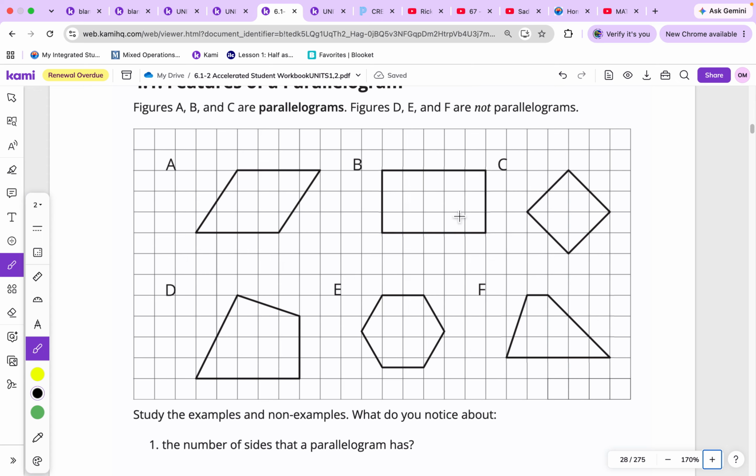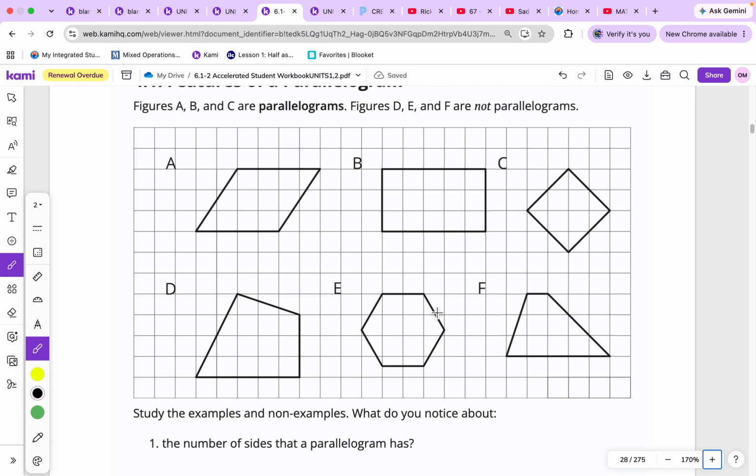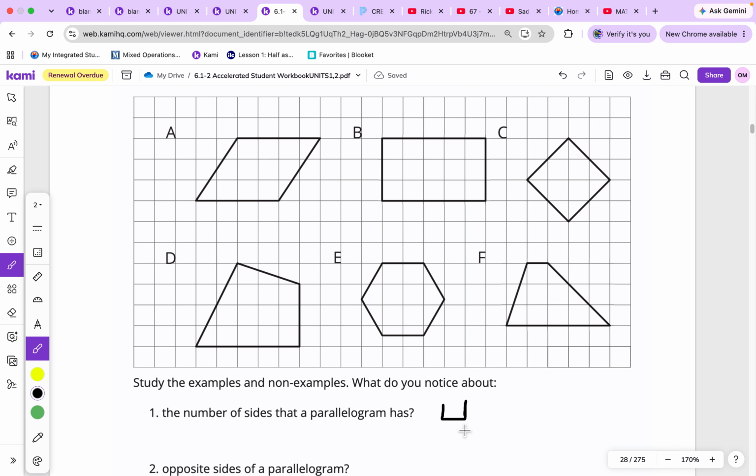Okay, so if we look at the parallelograms, the top three here, we count the number of sides. There's 1, 2, 3, 4. All of them have 4 sides, so we can write 4 sides.